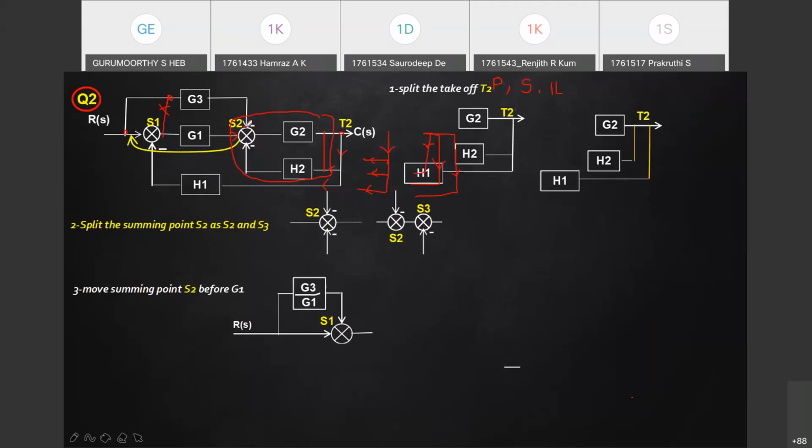If a summing point is moved before a block, just remember: if you don't remember, check the value here before moving and after moving; the same value should come. Up to here G1 is coming, and G3 is getting added here with a minus sign. Now if the summing point is coming before G1, you got it? And what should be the value of G3?